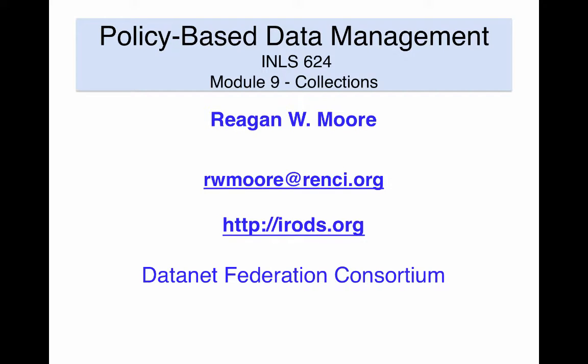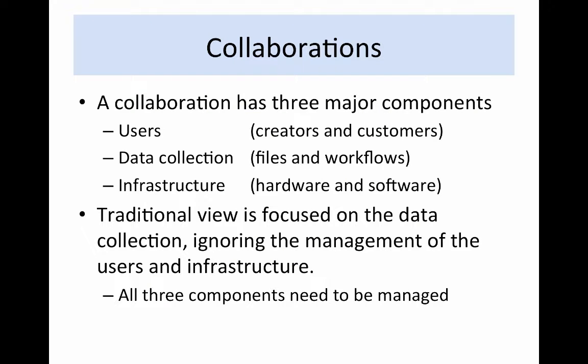Collection properties and operations on collections can be defined independently of the choice of technology. A research collaboration requires information about three main components: the researchers, their names, organization and groups, and permitted operations; a research collection containing both files and workflows; and the hardware and software infrastructure that supports the research.